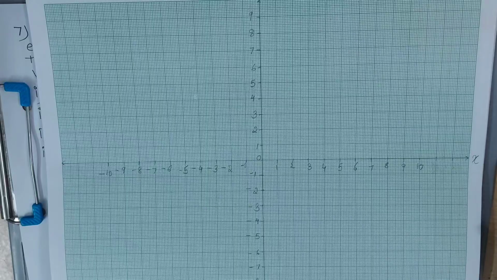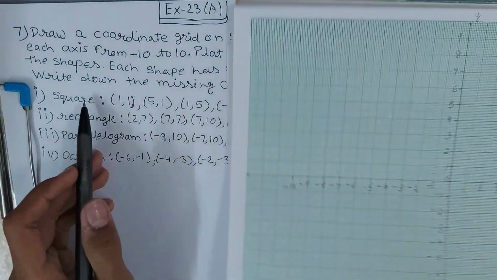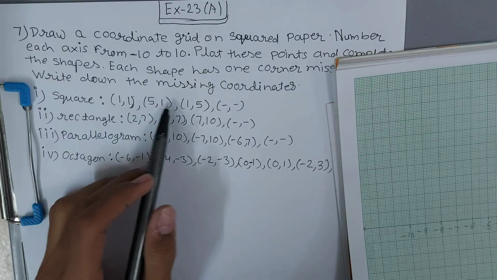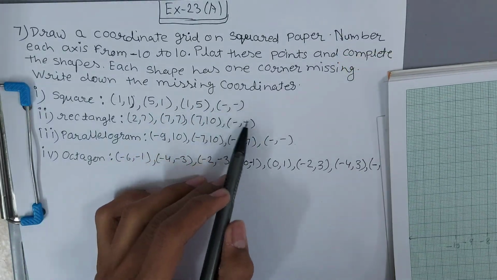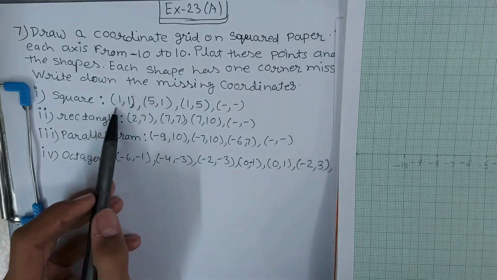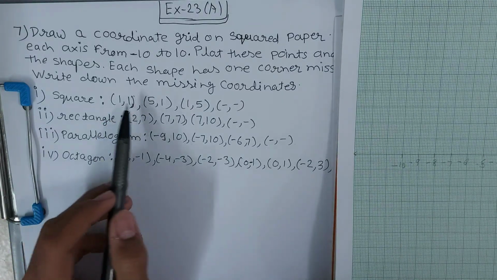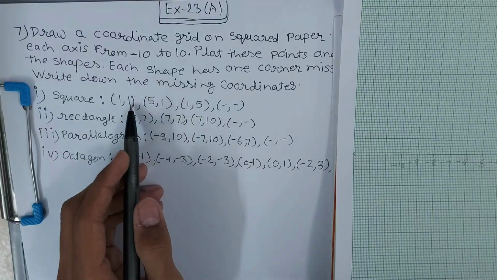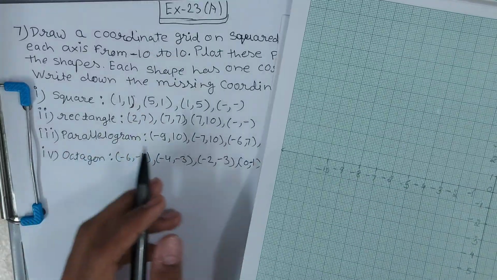First figure that we have to plot on this is a square, and the coordinates are the following. 3 are given to us. Wherever there is a dash, like these, those coordinates we have to find. So first 3 points are given to us: (1, 1), (5, 1), (1, 5). That's it. So let's begin from (1, 1).